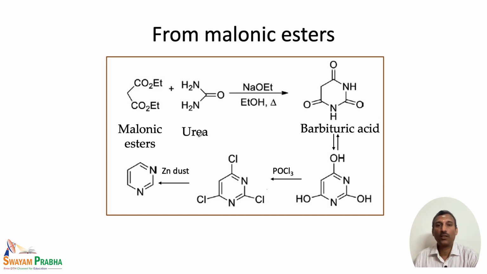Let us look at the synthesis of pyrimidine. We start from malonic ester. The malonic ester is treated with urea in the presence of a strong base under heating conditions, which leads to barbituric acid formation. So, this barbituric acid can undergo resonance.